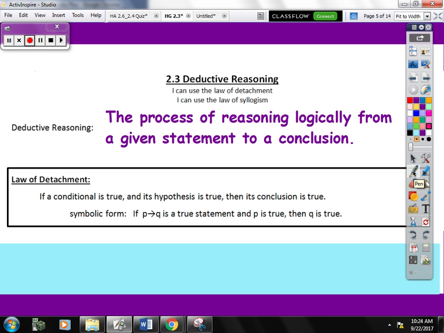All right, so the first one is the law of detachment. The law of detachment tells us that if we're given a conditional that is true, so remember a conditional is an if-then statement. I'll just put the notation, the P arrow Q, which is your conditional if-then. If you know that the conditional is true, and you know that the hypothesis, which would be the P part, is true, then you can conclude that the conclusion is true. So in order to use the law of detachment, you have to have a true conditional.